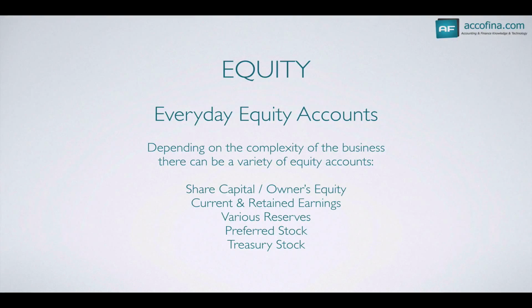So we've got some example equity accounts. Remember, in each of these sections, there are specific accounts and their respective balances. These equity accounts depend on the complexity of the business, and however complex the business is leads to the variety of equity accounts listed. So for instance, we've got share capital or owner's equity, current or retained earnings. There could be a variety of reserves. There may be preferred stock or even treasury stock.